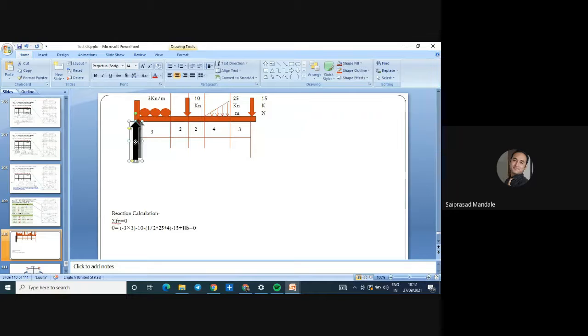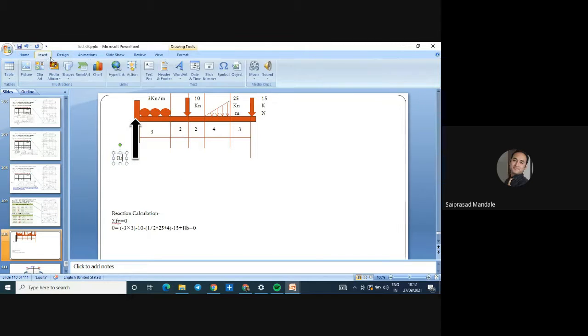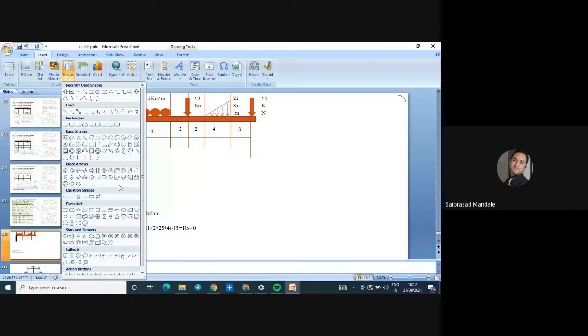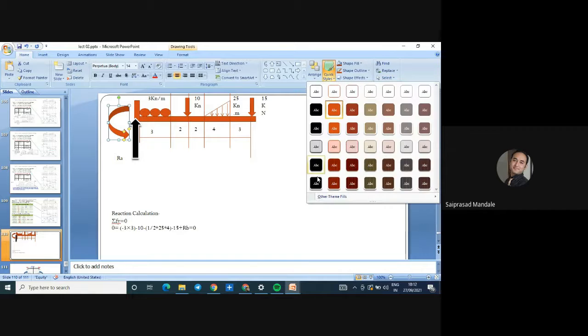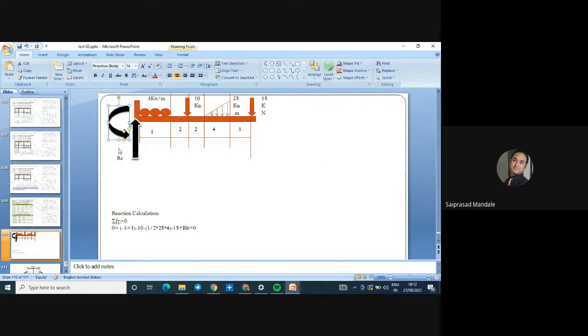This is the support, that is nothing but your RA. When the forces are acting on that side, ultimately there is a moment acting on that beam. The moment will be like this. This type of moment is acting. So this is the convention for a cantilever beam, and the magnitude of that moment is MA.